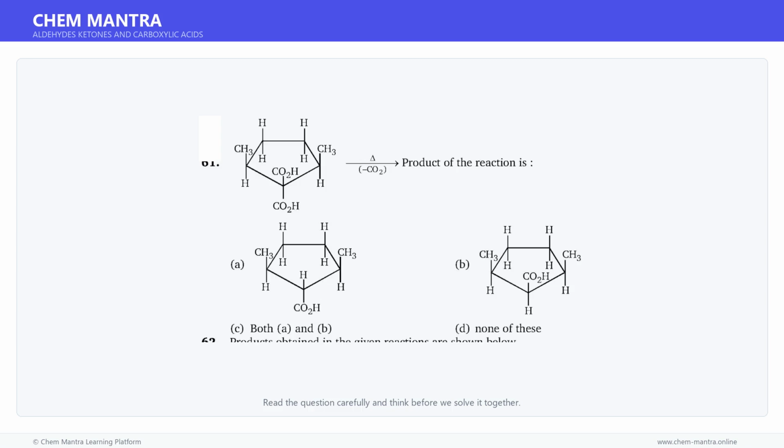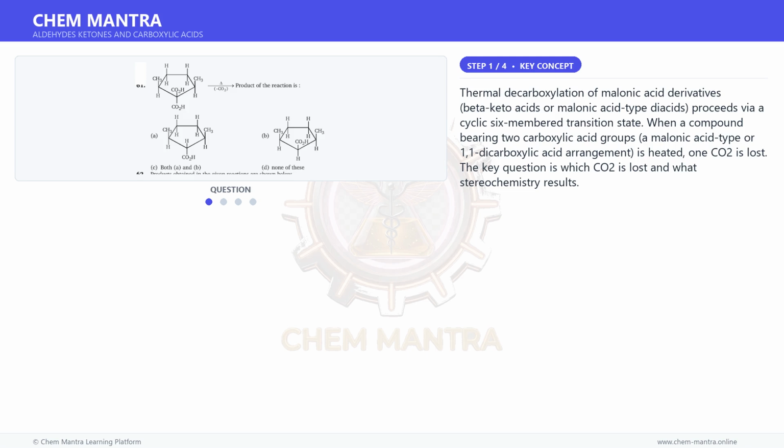Here is a question. Read it carefully and think about the answer. Let us solve it step by step. Let us first understand the key concept here. Thermal decarboxylation of malonic acid derivatives, beta-keto acids or malonic acid type diacids, proceeds via a cyclic six-membered transition state.